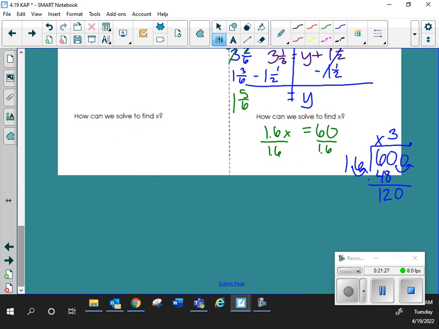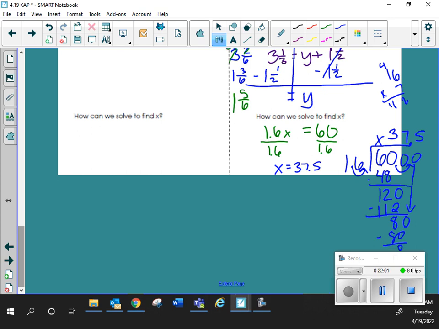16 goes into 120 7 times. 16 times 7 is 112. Okay, I'm left with 8. Added 0. Still going. Goes in 5 times. What does it give me? 80 exactly. Okay, y'all should have been working that on your own. That's why I'm going this quickly. Okay, but x is equal to 37.5.